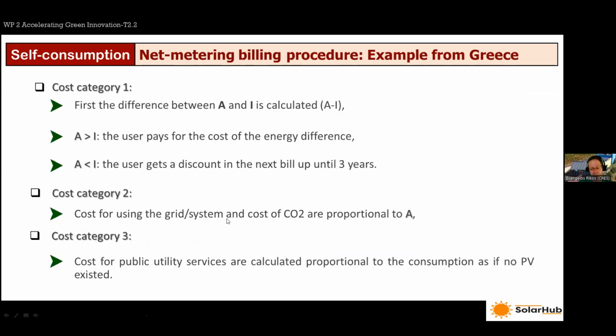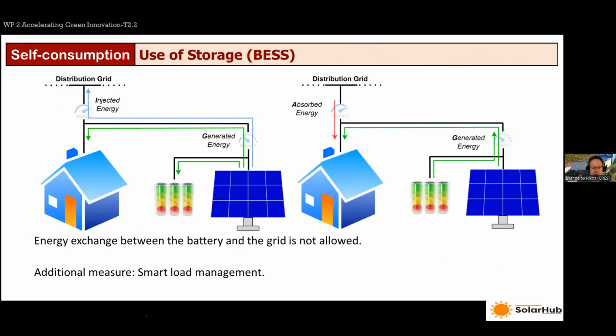Because it's a matter of billing. In the net metering scheme, the billing is done in a specific calculation way, which takes into account these 3 different aspects. So we have 3 different categories of costs: one based on the difference between absorbed and injected energy, one based on the absorbed energy only, and one based on the consumed energy at the installation.